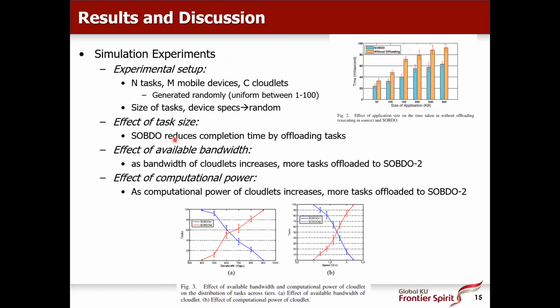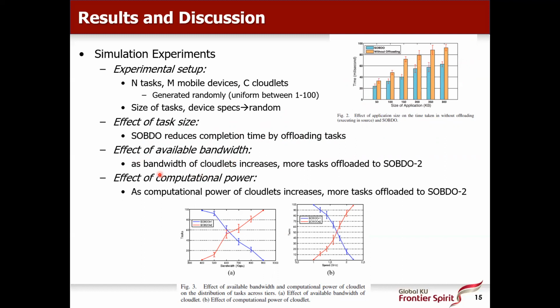And then the effect of the task size is that SUBDO reduces completion time by offloading tasks. Basically, if you don't use SUBDO, then everything's going to get processed locally. So obviously that's going to take a long time. But if you use SUBDO, it's going to offload some of those tasks to the cloud when appropriate. And so that reduces the completion time, as you can see from this chart.